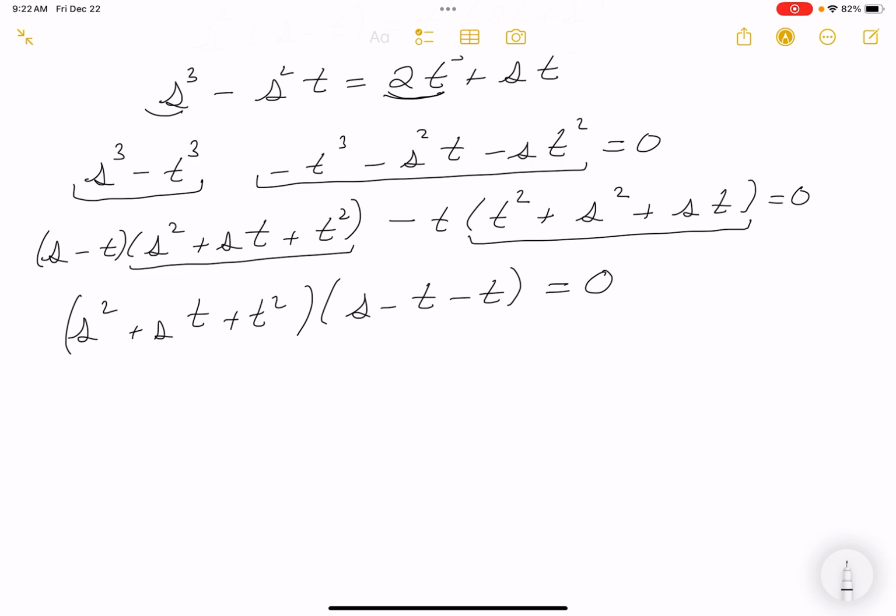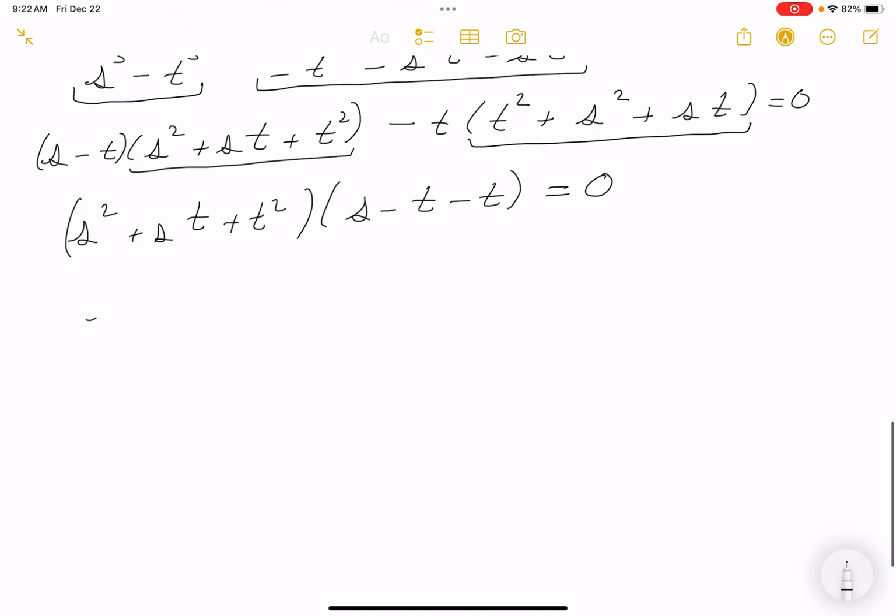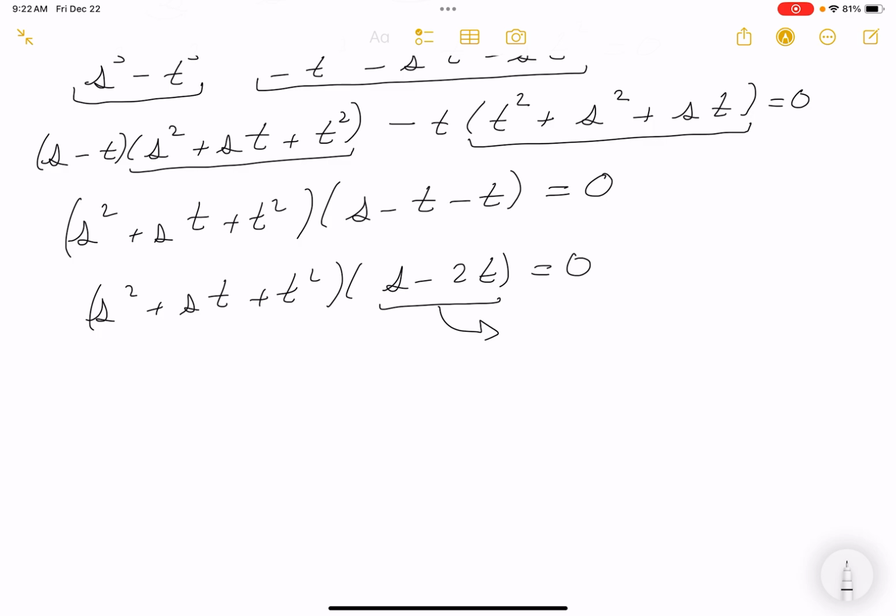So let's see if I can make that a little bit simpler. And yeah, I think I can. I can say s squared plus st plus t squared. And this is s minus 2t. This one looks pretty easy to deal with, by the way. I would say that s is equal to 2t.